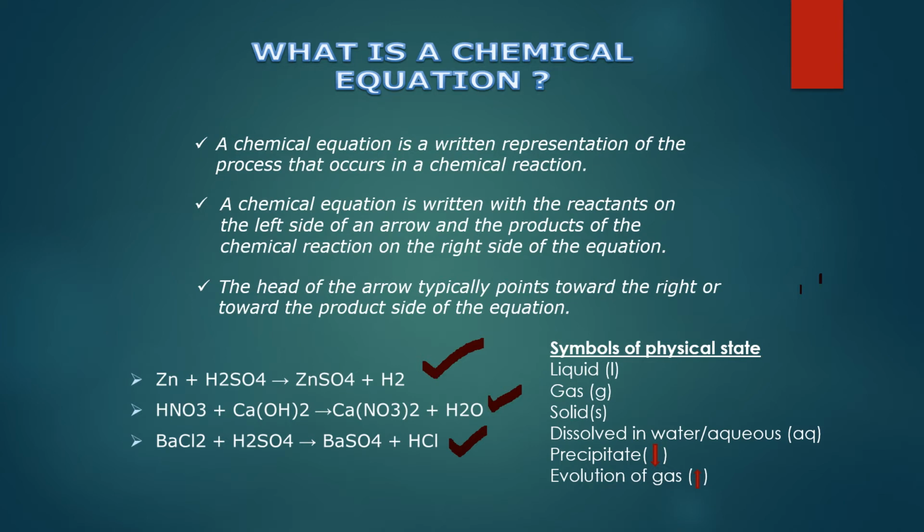In addition to this, there are symbols of physical state. When an equation is written, liquid is represented by L, gas is represented by G, solid is represented by S, and a substance dissolved in water, or aqueous, is represented by AQ. Precipitate is represented by an arrow downward. Evolution of gas is represented by an arrow upward.